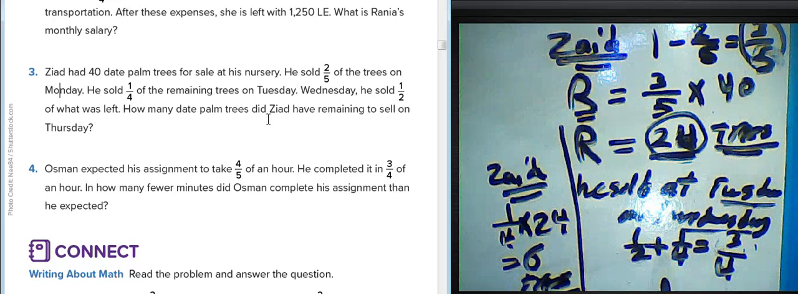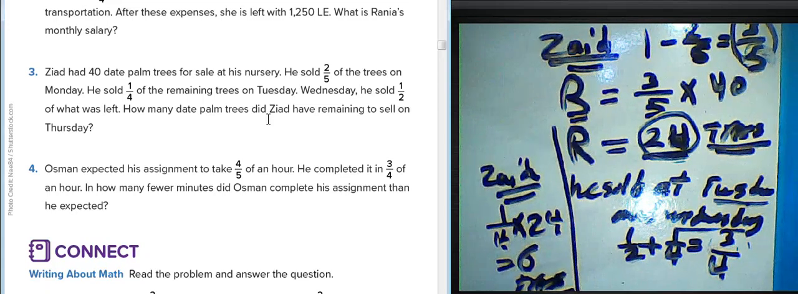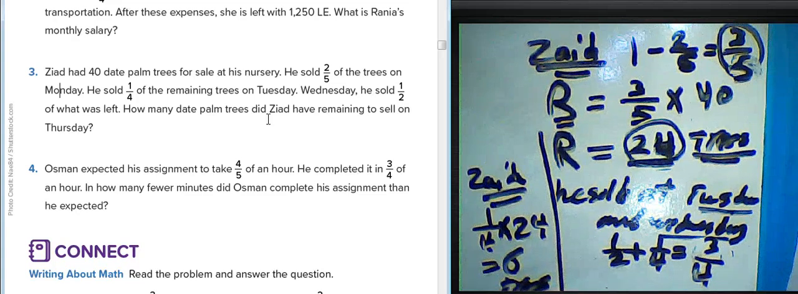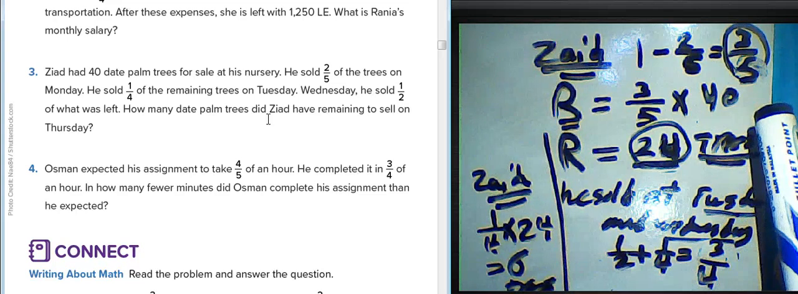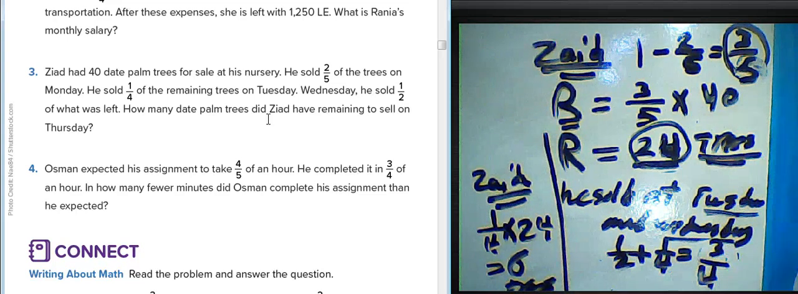So how many date palm trees did Ziad have remaining to sell on Thursday? It will be 6 trees. Understood, my students? I will explain it again. He tells us Ziad had 40 date palm trees for sale at his nursery. He sold 2 over 5 of the trees on Monday. Then he sold a fourth of the remaining.